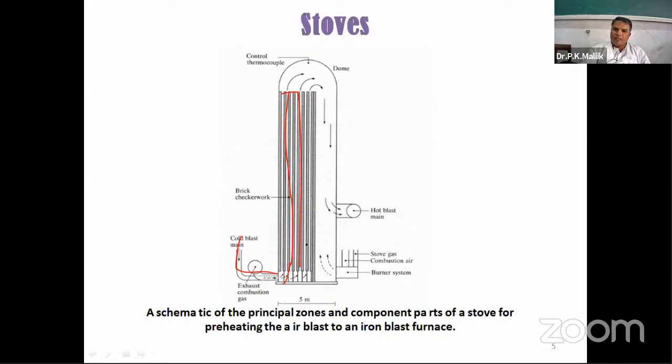Then it transfers the heat to the cold air, and then again exits as a hot blast to the blast furnace. This is affected by shutting off the cold air blast to the stove and opening the gas valve, and this process continues, with the combustion enriching the blast furnace gases to bring the cold checkerwork back up to temperature.